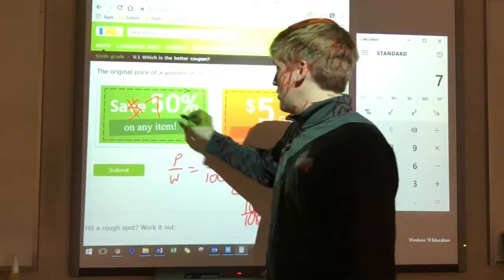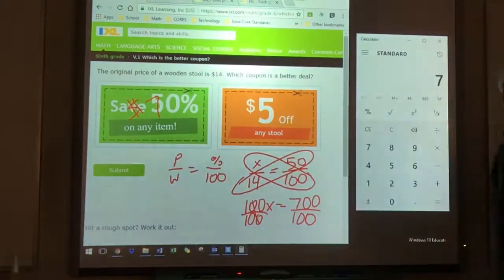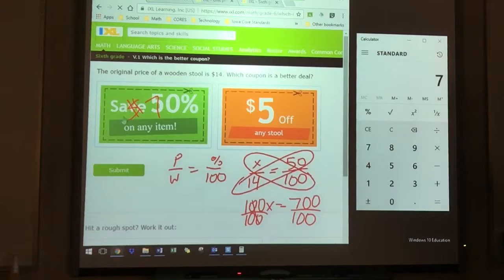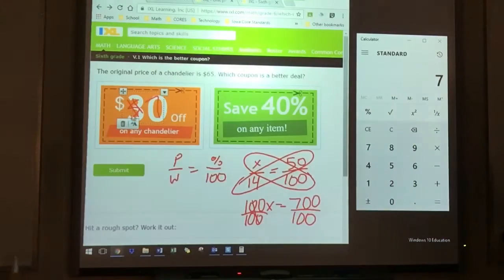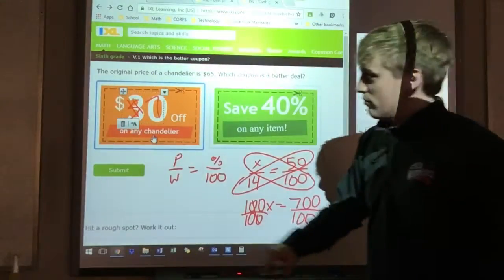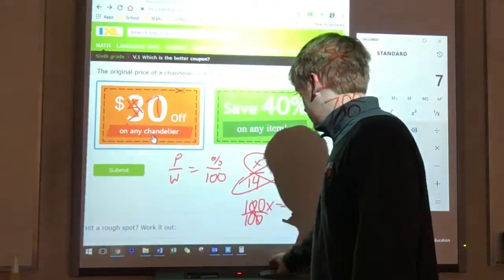and this is $5 off. So this coupon is better. So you're going to click on that coupon. Sorry. And you choose that one. That messed up. That's okay. $7 would have been best.